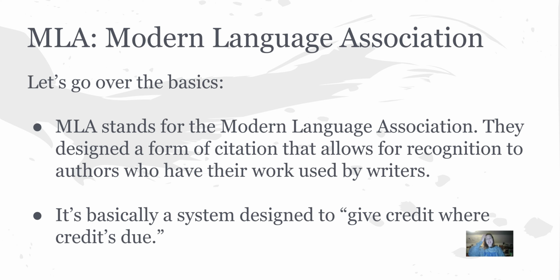because MLA and APA focus on two very different things. APA focuses on when information is written. So if you look at APA citations, you'll notice that the date is right up there front and center. They want to know what's the most relevant. MLA, which is the Modern Language Association, is founded by groups of writers, and so it's more to do with credibility and recognition of the author. So the author is always front and center.